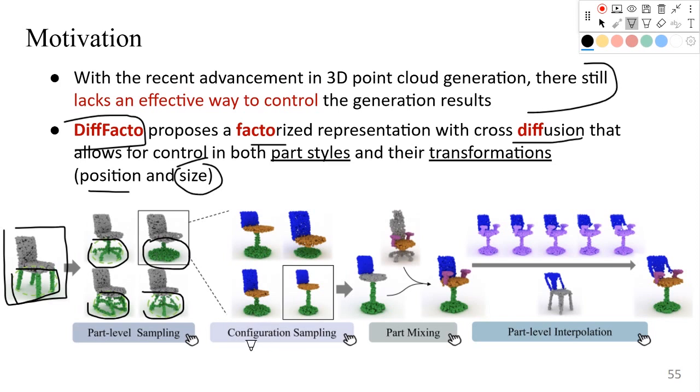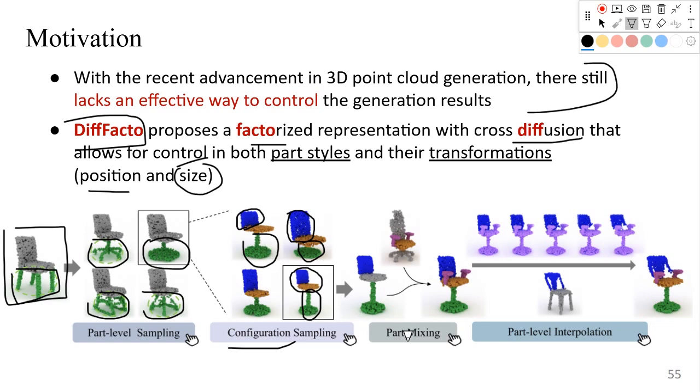Another one is that we can sample the configurations. Configuration here refers to the transformation, which is the position and also the size. In this case, we can also sample every part. Like here, we sample a short back of the chair. Here, the back of the chair is higher, but the leg is shorter than this one. And in another chair here, we have a thin but higher leg, and a normal but small seat and also back. We can sample these configurations for every part here.